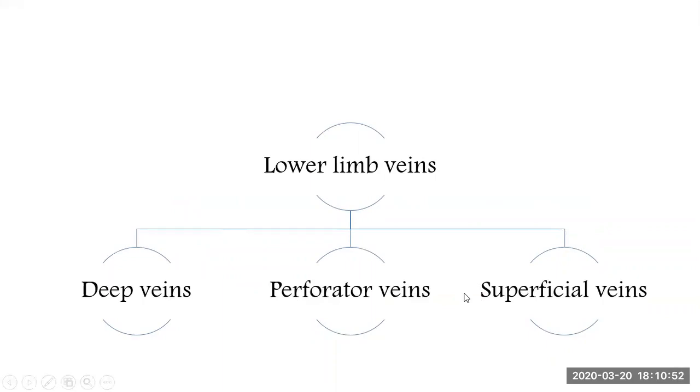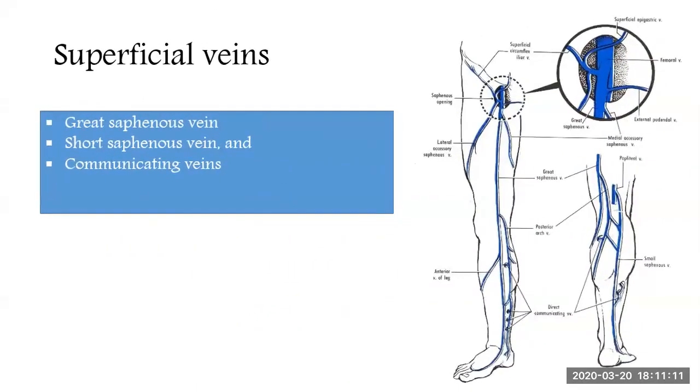They are named according to their relations to the deep fascia, whereas the deep veins are deep to the deep fascia. Superficial veins are superficial to the superficial fascia, and the perforator veins are traversing the fascia to convey the blood from the superficial to the deep veins. The superficial veins include the great saphenous system, the short saphenous system, and the communicating veins.